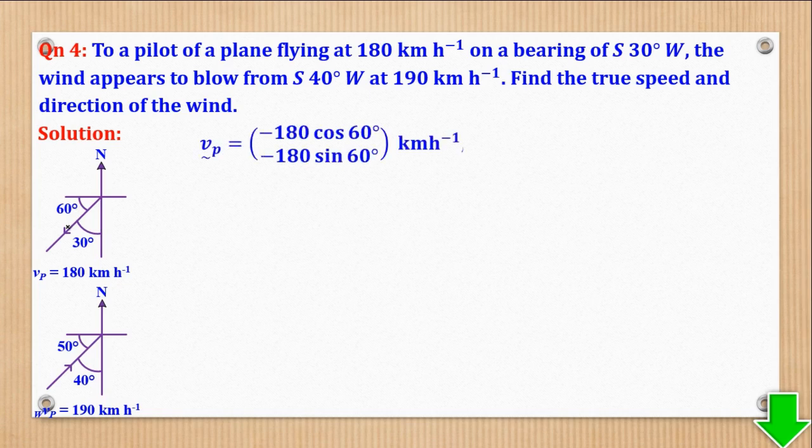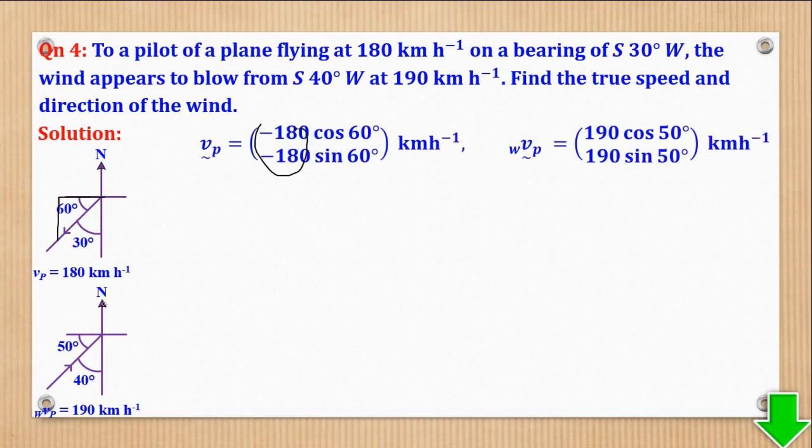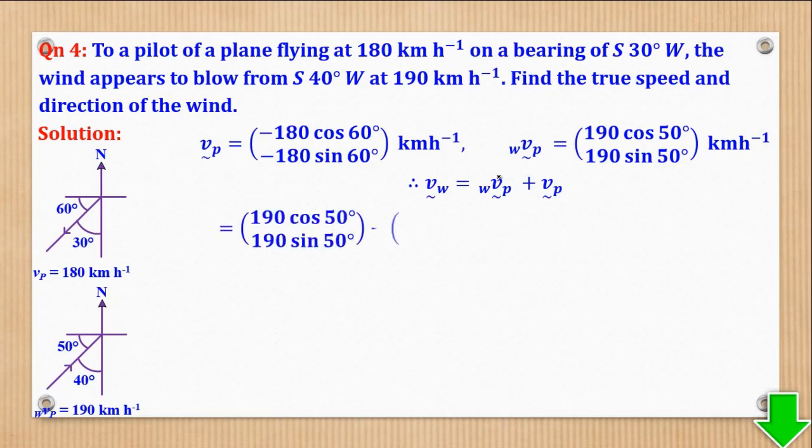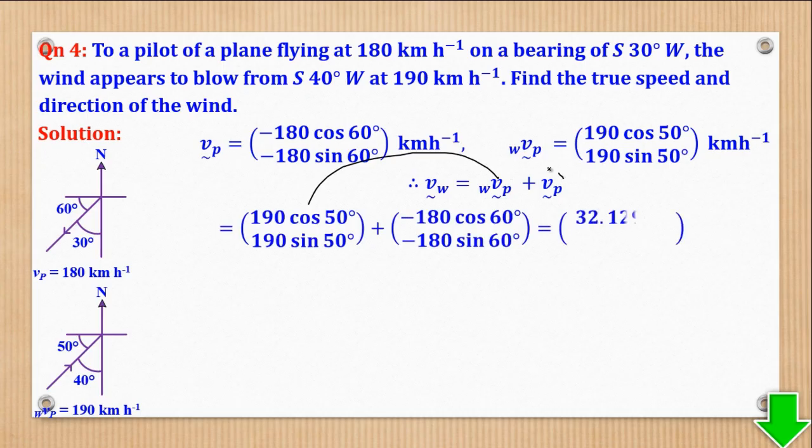So now we shall convert to vector form. This one, it is negative horizontal, negative vertical. Then for this one, it is positive horizontal, positive vertical. So I know that VW is VWP plus VP. So come and substitute for this and for this to come up with this. Then I'll draw my right angle triangle.